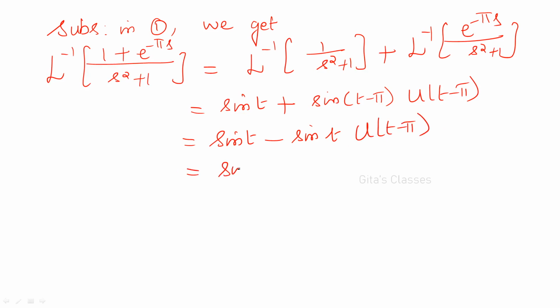So I can take sin t outside: sin t into 1 minus u of t minus pi, I can write. So this is the answer. For the first one you have sin t, and for the second term you have sin t into sine of t minus pi into u of t minus pi. This can be simplified like this. Okay, so this is the answer.